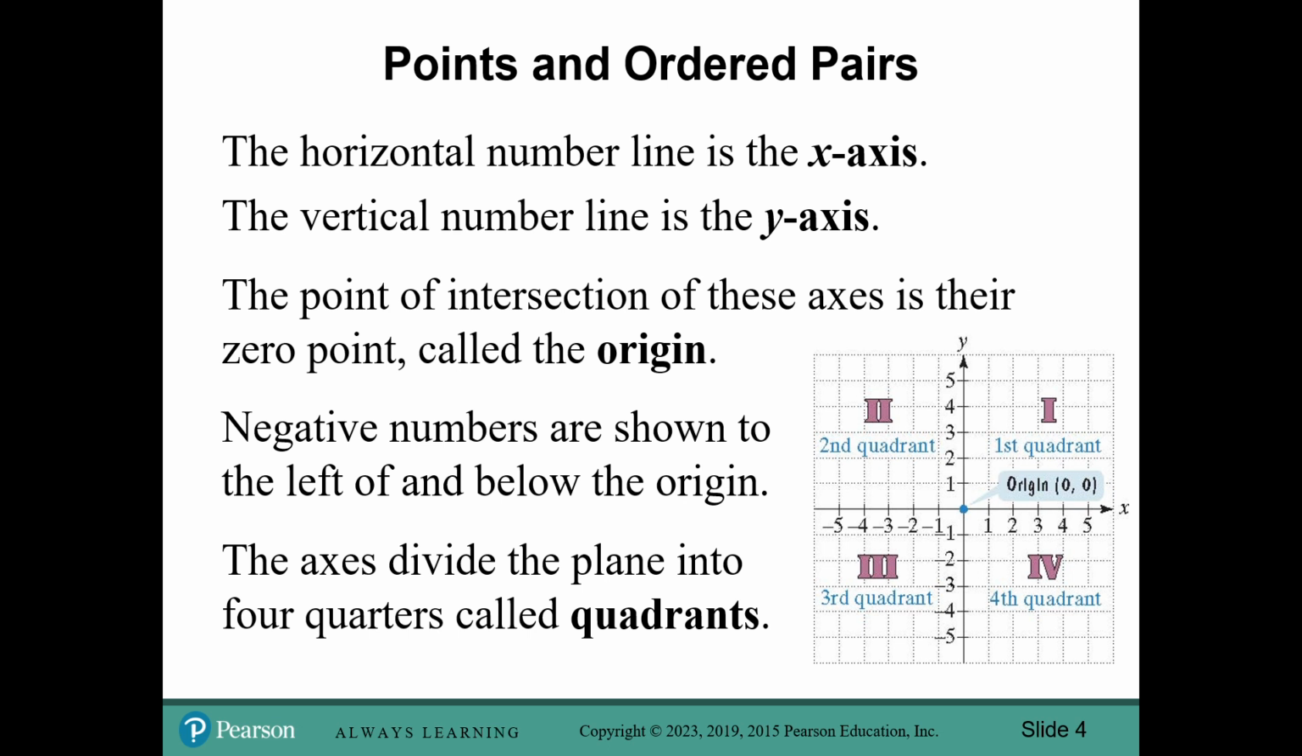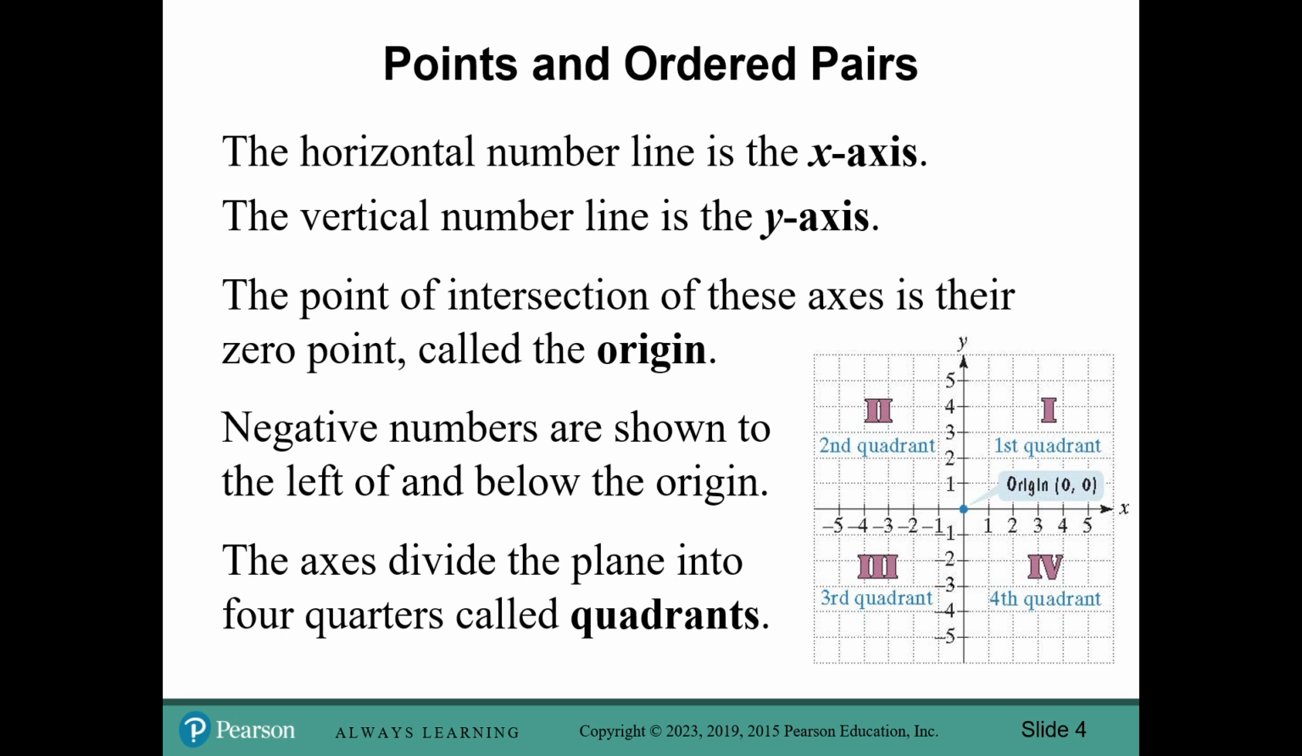Points in ordered pairs are the first thing we will look at. The horizontal number line is your x-axis. The vertical number line is your y-axis in this coordinate plane. The point of intersection of these axes is their 0 point called the origin. Negative numbers are shown to the left of and below the origin. The axes divide the plane into 4 quarters called quadrants.